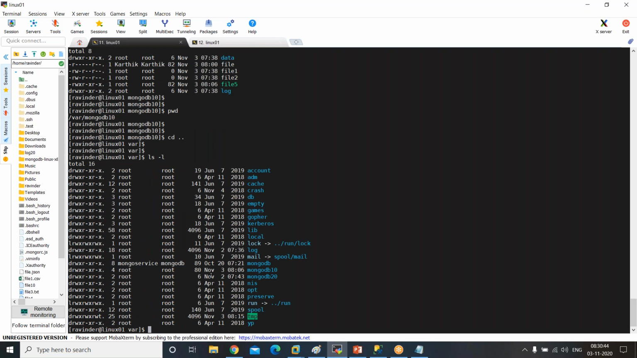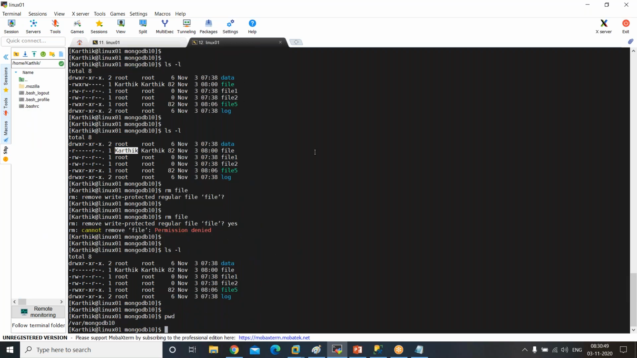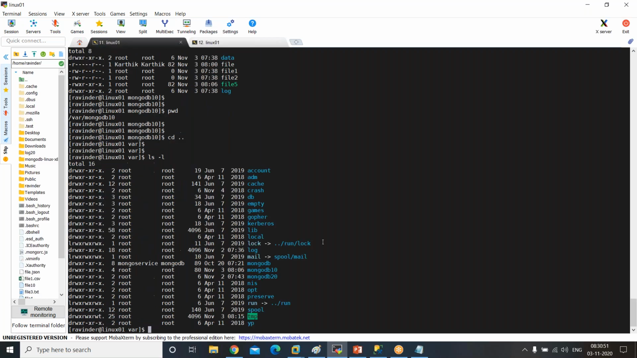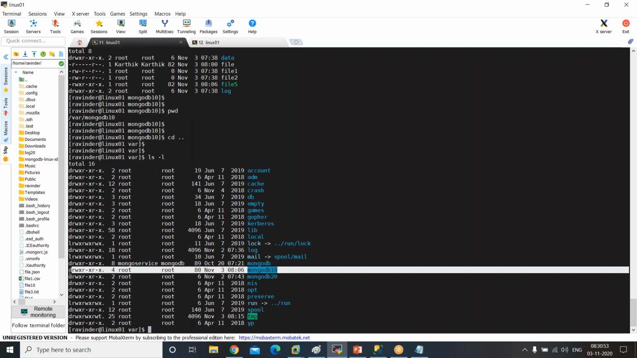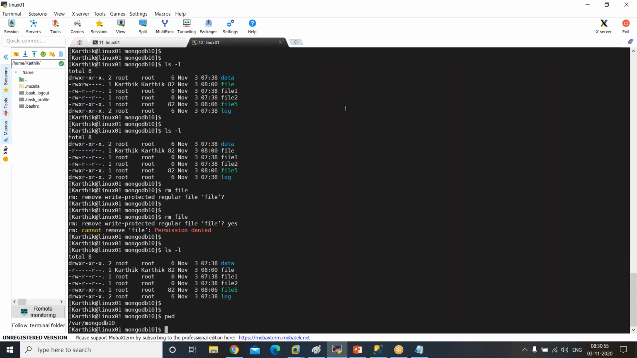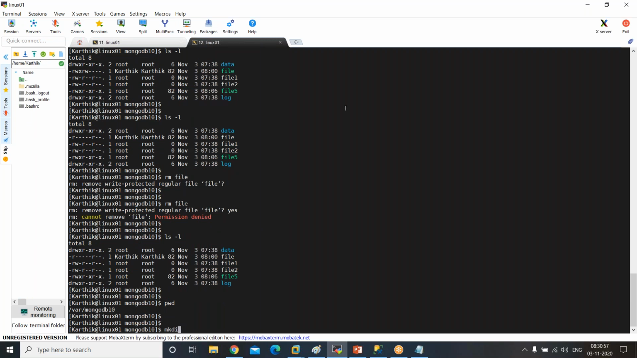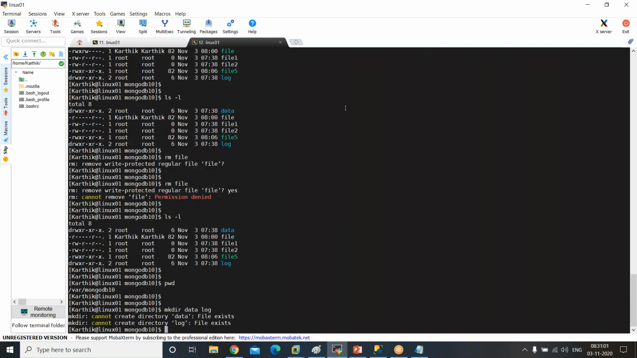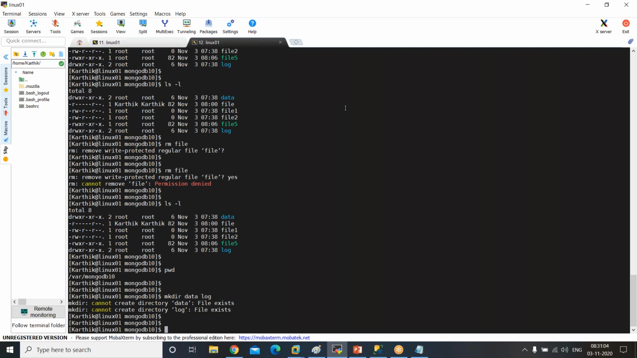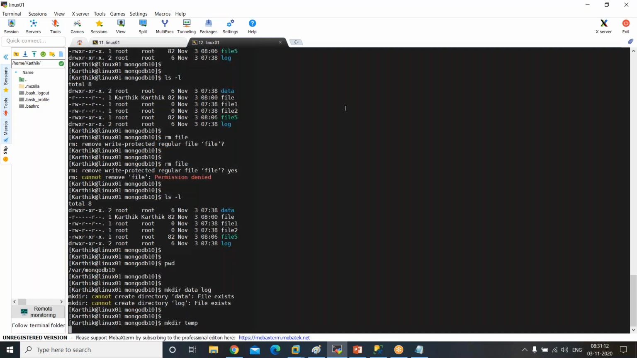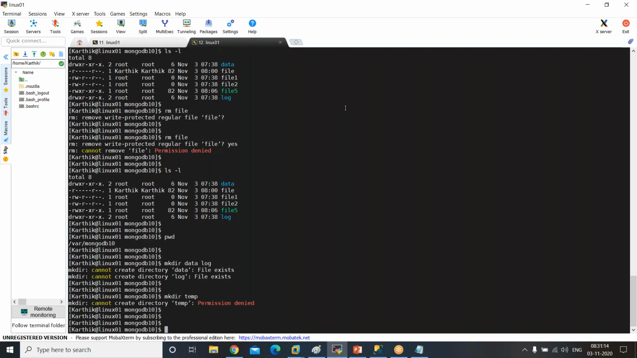Now I want to make the owner of this directory, where I am right now, Karthik only, right? I want to give the ownership to Karthik. Let's see if Karthik tries to create a directory here. Can he create a directory, mkdir? mkdir data log. He cannot create it basically. mkdir data. Oh, it is there already. Okay, maybe he is trying to create a temp directory. It is permission denied. Why permission denied?